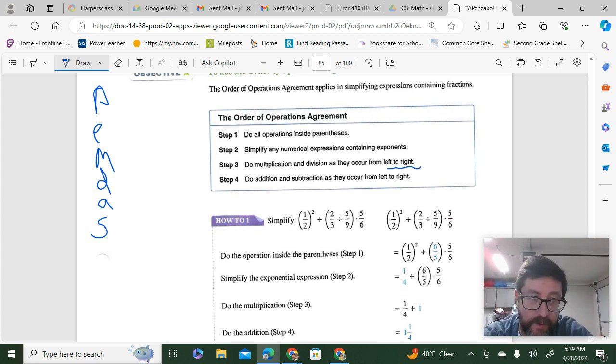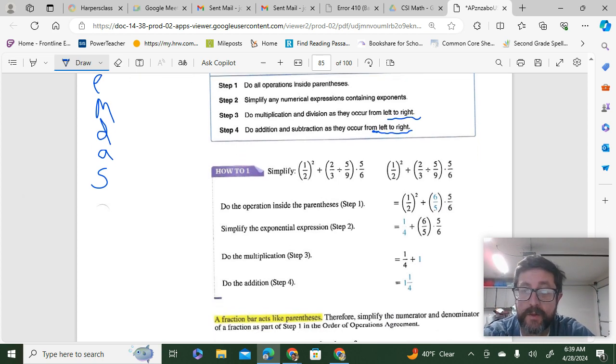So you're going to do the division if it comes before the multiplication, just going left to right as we read. And then last, you do the addition and subtraction as they occur from left to right. So there's no real magic there. It's just whatever comes first you do, when it comes to addition and subtraction and with multiplication and division.